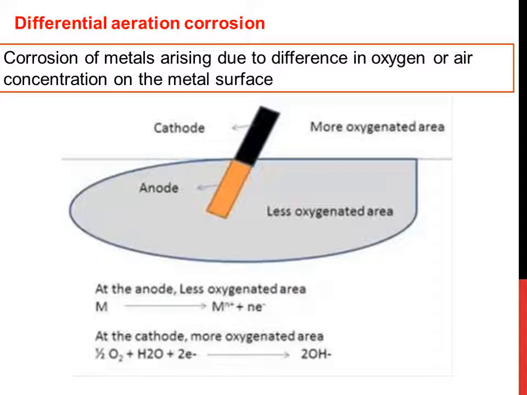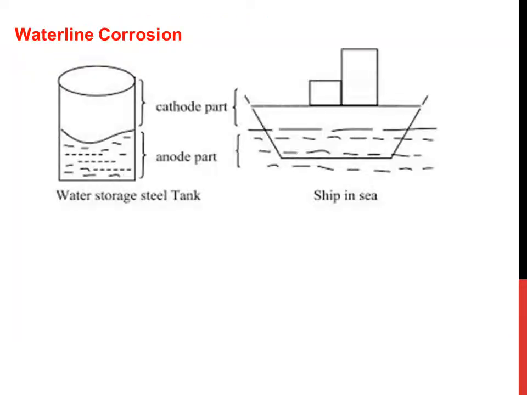And at the cathode, because more oxygen is available near the cathode area, it readily forms hydroxyl ion. This type of corrosion is usually observed in standing water, like gutter systems, metal tanks or pipes. We have various examples of differential aeration corrosion, mainly waterline corrosion and pitting corrosion. In the next slide we will be discussing the types of differential aeration corrosion, that is waterline corrosion and pitting corrosion. So what is waterline corrosion?